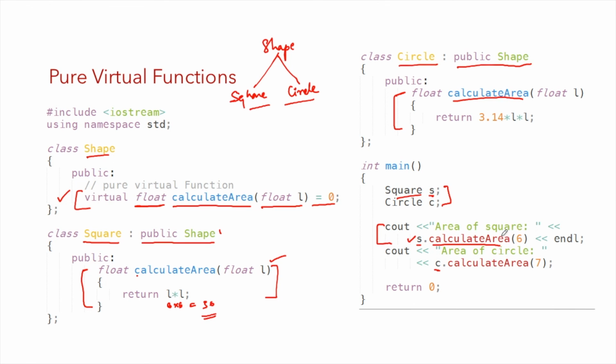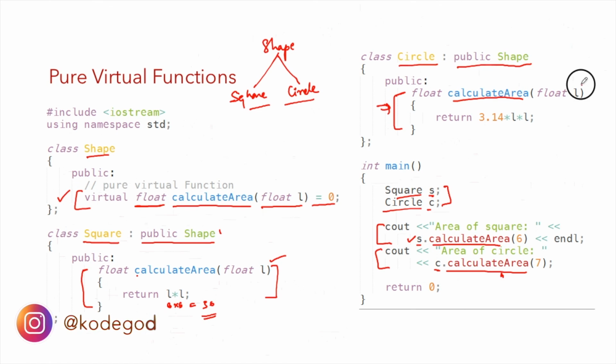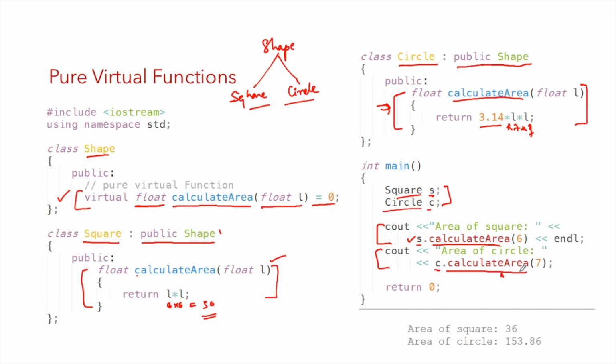So it will print area of square is equal to 36, and then on the next line I'm writing c dot calculate area and then 7. So c is an object of class circle, so c dot calculate area refers to this function here. This code will be executed. It will calculate 3.14 multiplied by 7 multiplied by 7. Whatever that calculation is, it will be returned over here and it will print area of circle and then the output. So the output of this program is this. That was all on pure virtual functions.